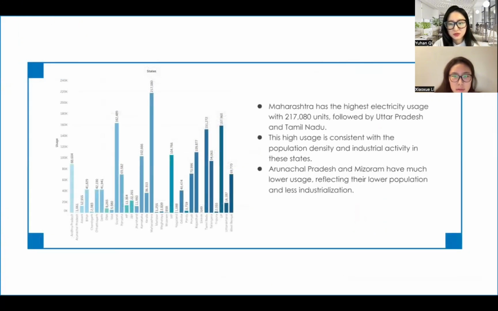To further explain the distribution of electricity usage, here is a bar chart that shows electricity consumption by states. This chart reinforces our previous observation. Maharashtra has the highest electricity usage with 217,080 units, followed by Uttar Pradesh and Tamil Nadu. The high usage in these states aligns with their higher population densities and industrial activities. However, states like Arunachal Pradesh and Mizoram had a much lower usage, reflecting their lower population and less industrialization.